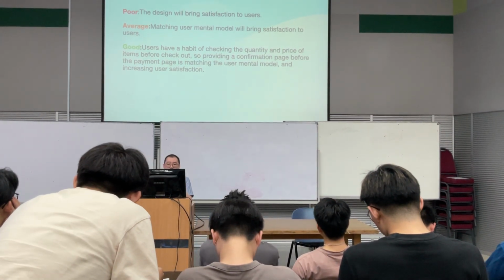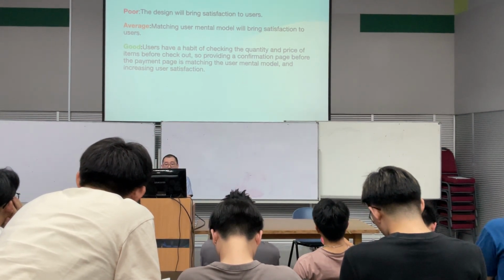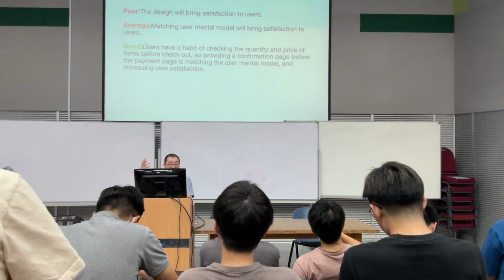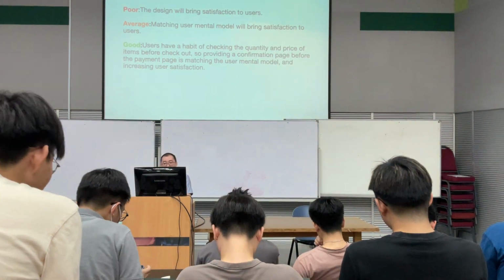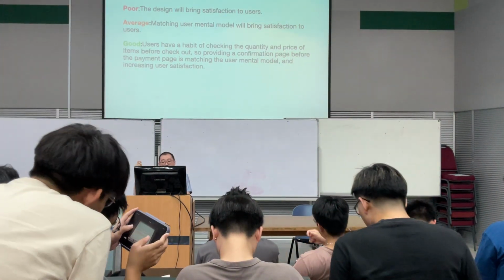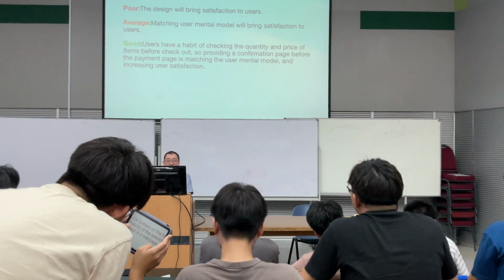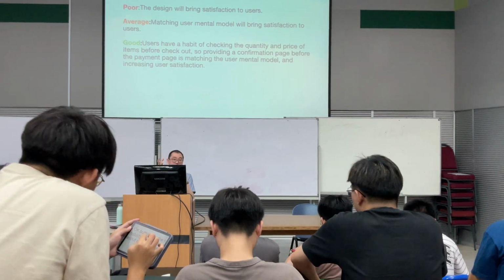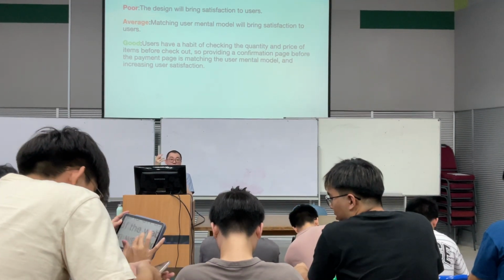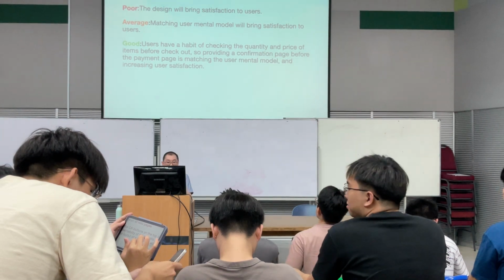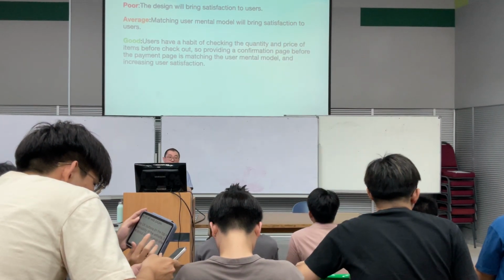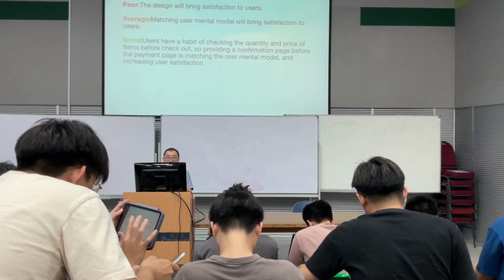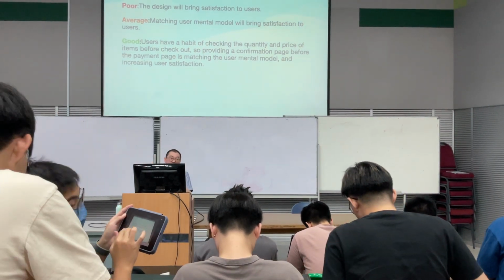Okay, the good one: user has a habit of checking the quantity and price of items before checkout. Mental model. So this is why we provide the confirmation page before the payment, matching the user mental model. You're explaining mental model. You're explaining the design matching user mental model. And this is why it increases the user satisfaction. This is really clear. If you do not know, you just simply write something, yeah, you get average.